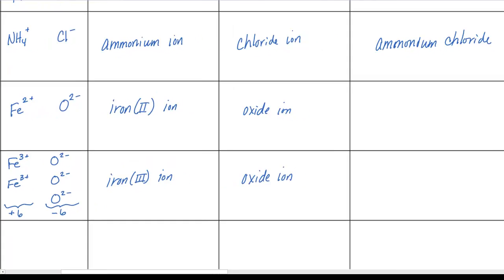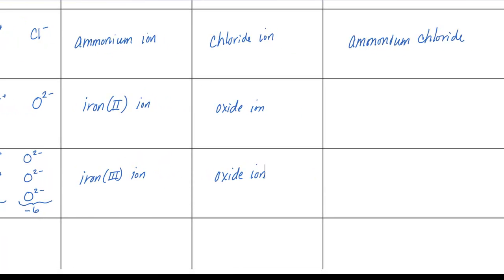And so when we go to write the name, we need to tell the reader which type of iron is present. So the name for the first compound becomes iron(II) oxide. The second compound is iron(III) oxide.